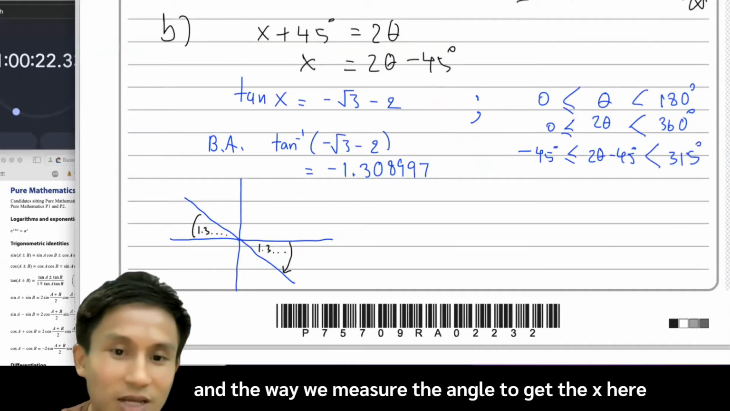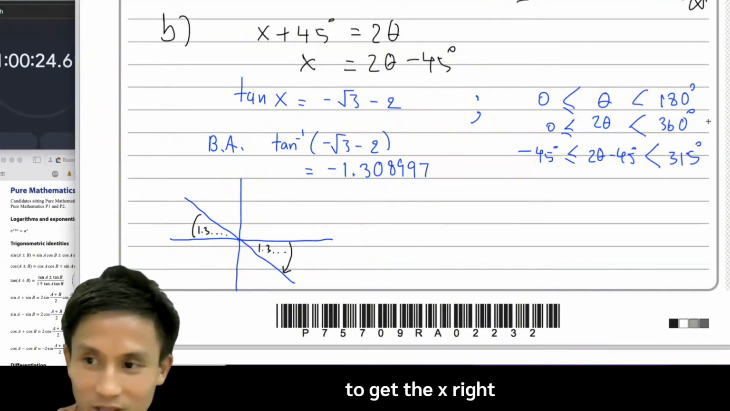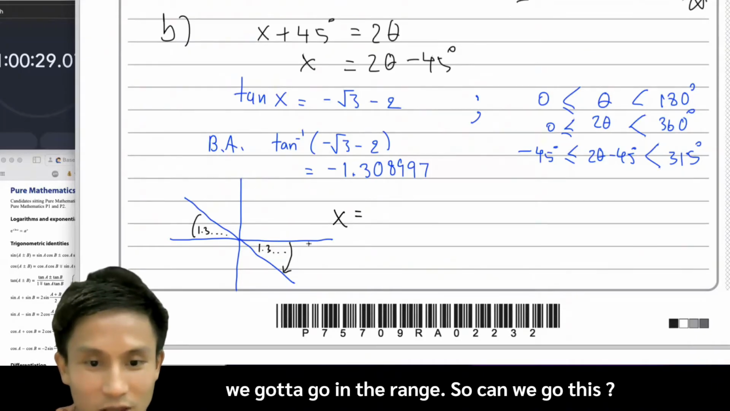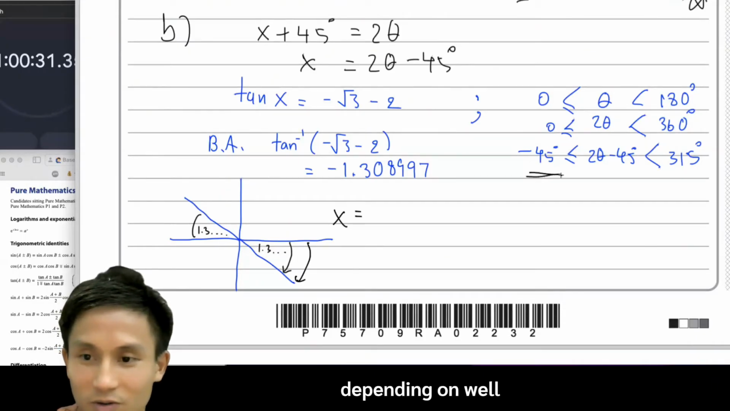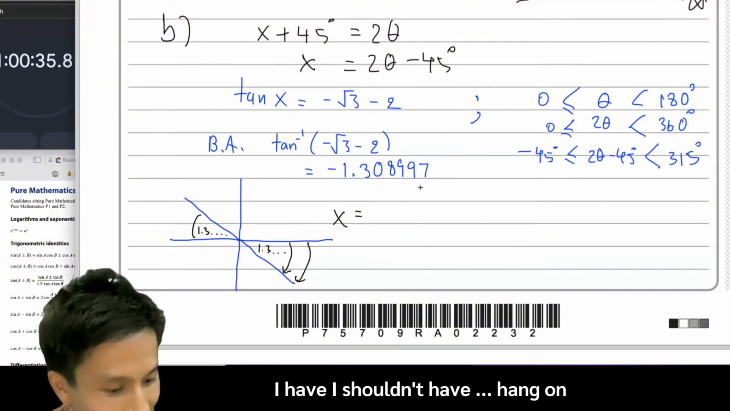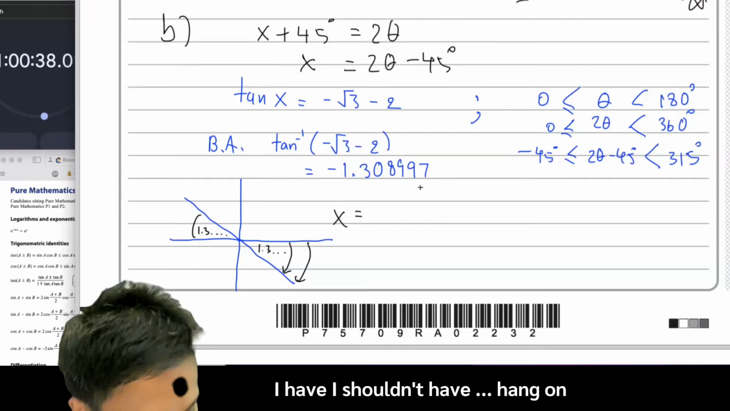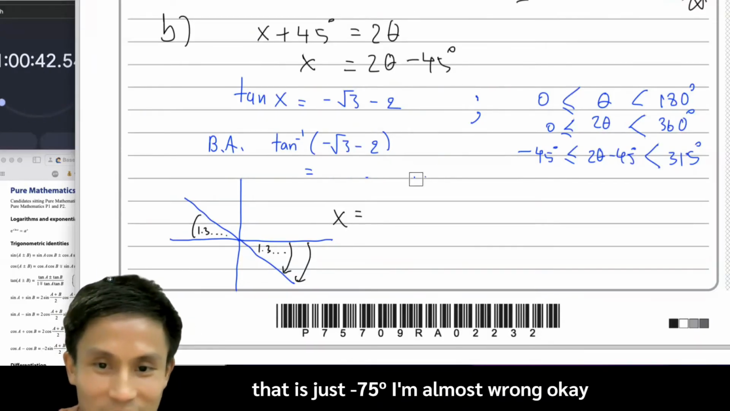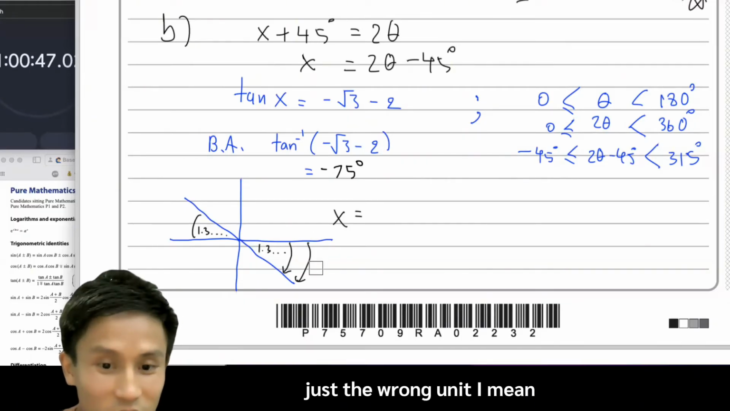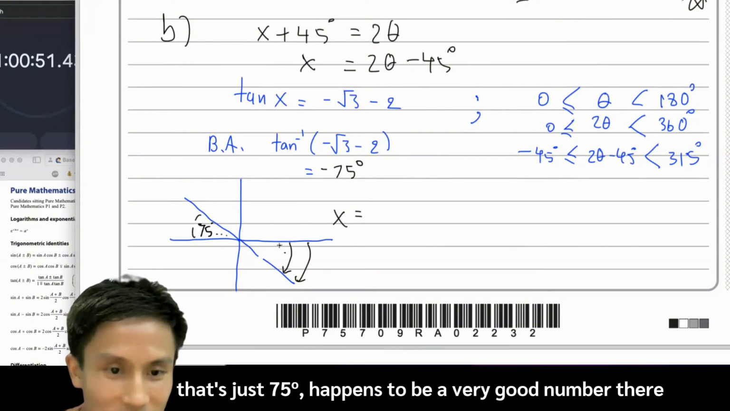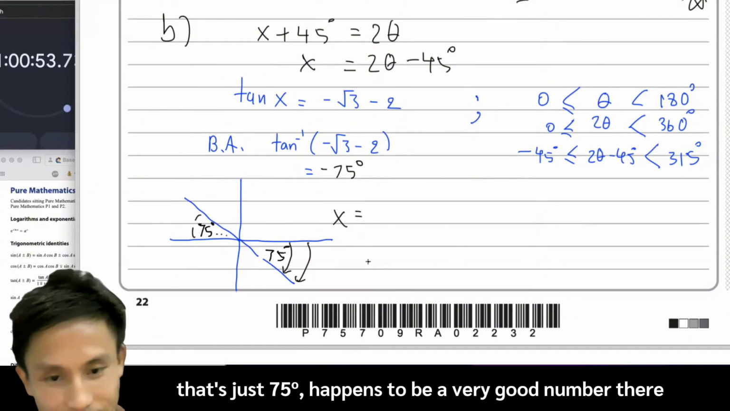And the way we measure the angle to get the x here, we've got to go in the range. So can we go this way, depending on if we are allowed? Oh, no, I shouldn't have. Hang on, I'm going to change it to degrees. Actually, guys, that is just minus 75. I'm almost wrong, just the wrong unit, I mean. Okay, that's just 75. Happens to be a very good number there.